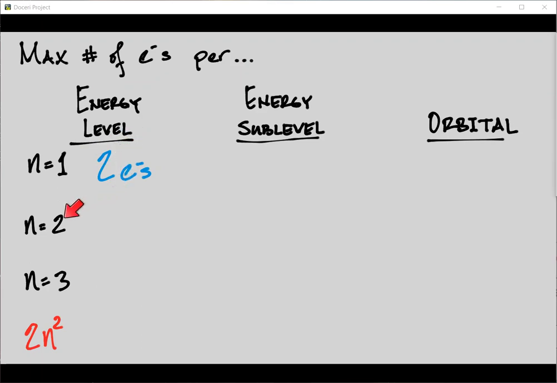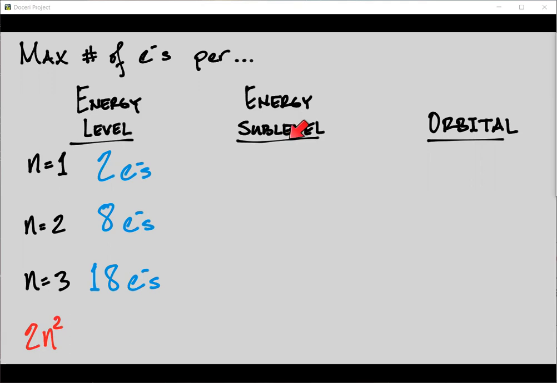All right, and then for the second energy level, plug this into the equation. 2 times 2 is 4, multiply that by 2 is 8. So for the second energy level, a total of 8 electrons. For the third energy level, that would be 3 times 3 is 9, multiply that by 2, you get 18. So 18 electrons maximum.